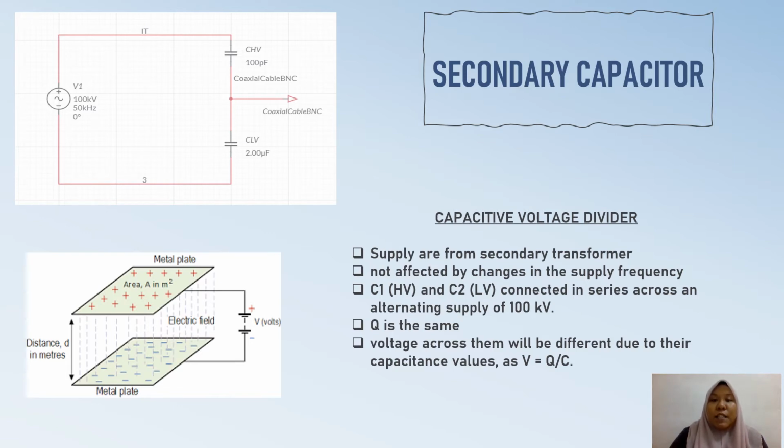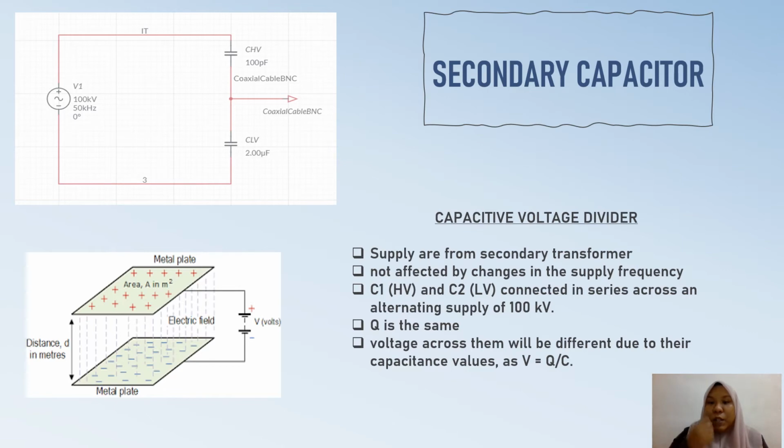Okay, a capacitive voltage divider network is not affected by changes in the supply frequency, even though they use capacitors, which are reactive elements, as each capacitor in the series chain is affected equally by changes in supply frequency.